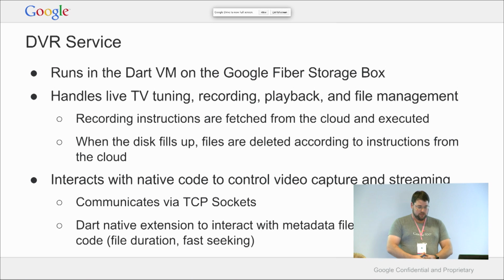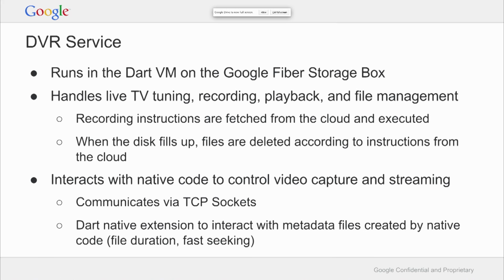The DVR service runs in the Dart VM on the storage box. This service handles live TV tuning. It handles recording, playback, and file management. The recording instructions, which come from the cloud, are executed by this service. Basically, when you set up recording rules in the TV client, that sets up recording rules in the cloud. The cloud does a bunch of processing on that and turns those into specific instructions, which say record channel X from time Y to time Z. Those come down to this service on the storage box, and the storage box handles those instructions, recording that video.